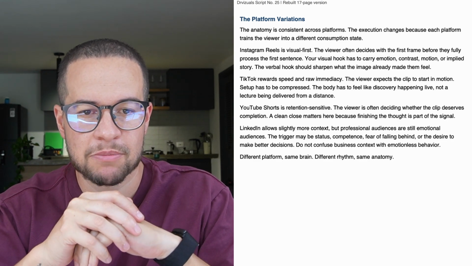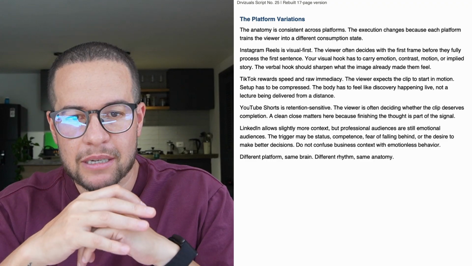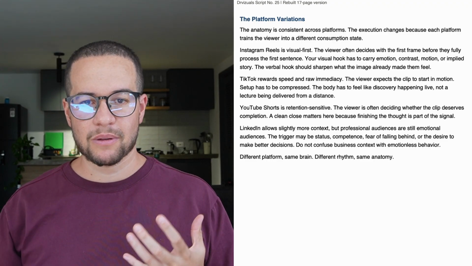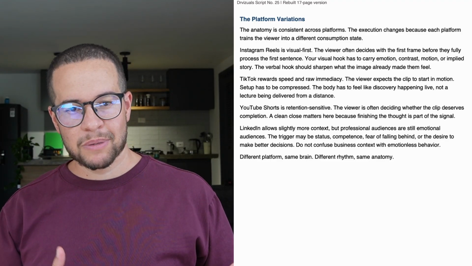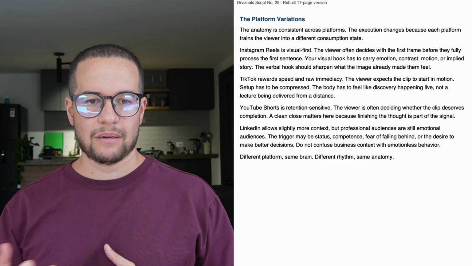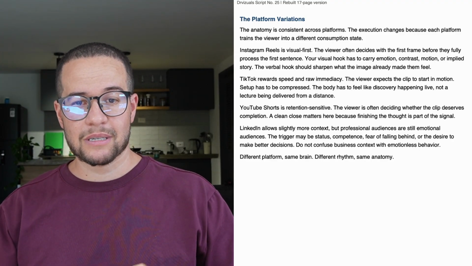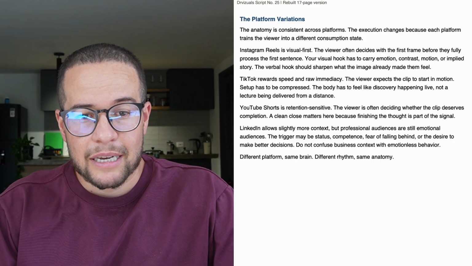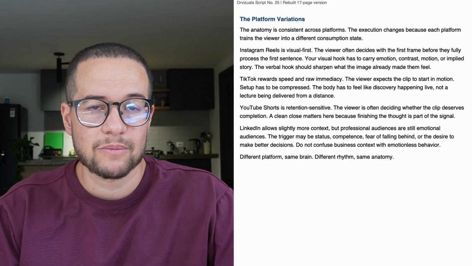TikTok rewards speed and raw immediacy. The viewer expects the clip to start in motion, set up to be compressed. The body has to feel like a discovery happening live, not a lecture being delivered from a distance. YouTube Shorts is retention sensitive. The viewer is often deciding whether the clip deserves completion. A clean close matters here because finishing the thought is part of the signal.